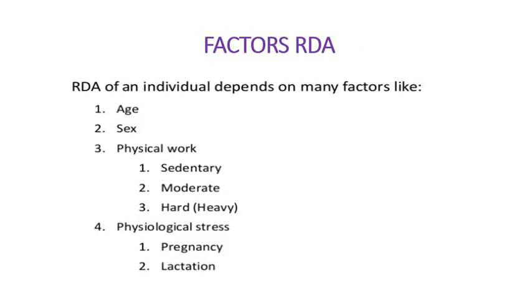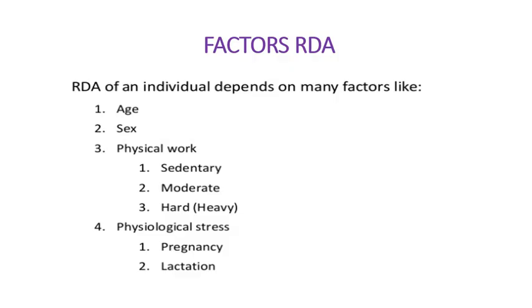So what are the factors that RDA depends on? RDA depends on the age of an individual, the sex of the individual, the physical work of the individual, and physiological stress condition. Here different age groups are there. Each age group, depending on their body weight and their growth conditions, requires a different amount of nutrients. Sex also matters, because for sex also the RDA changes.